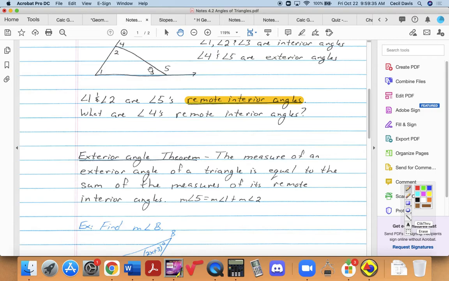Okay, and which are you better at? Are you better at adding or subtracting? Adding. Everybody is. I don't care who you are. You're better at adding than you are at subtracting.